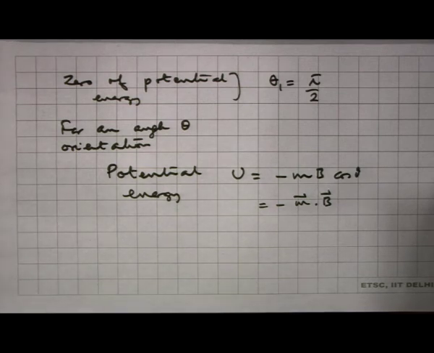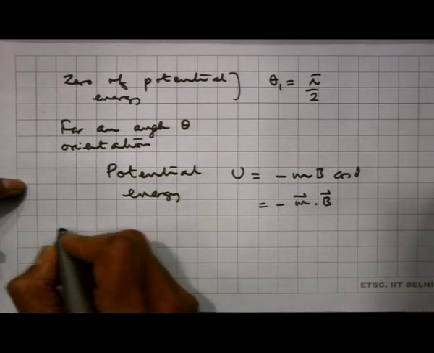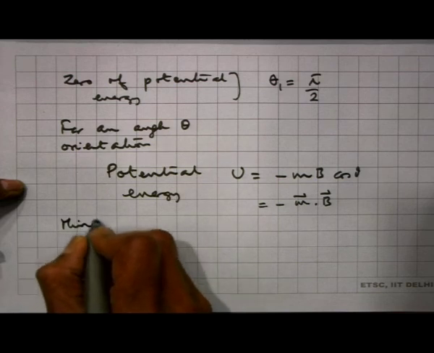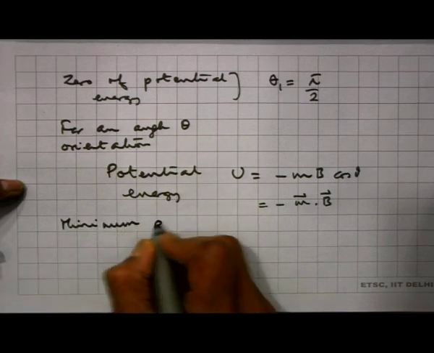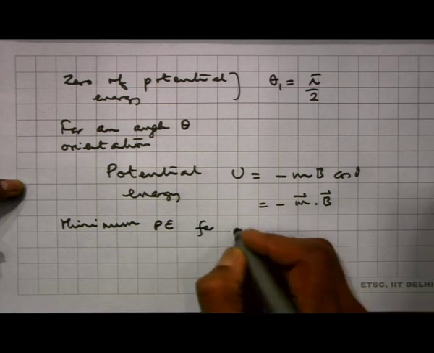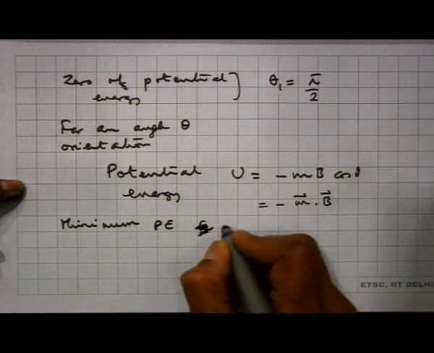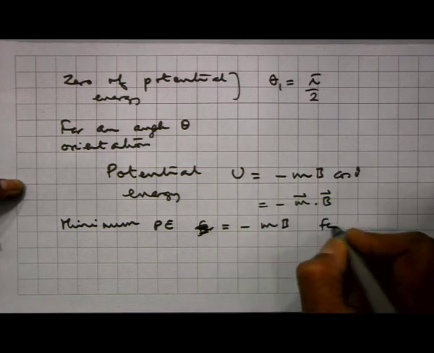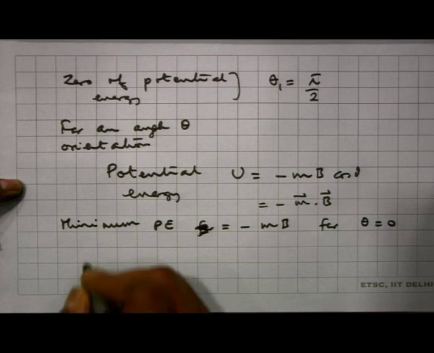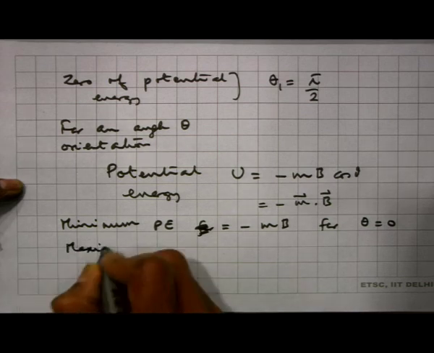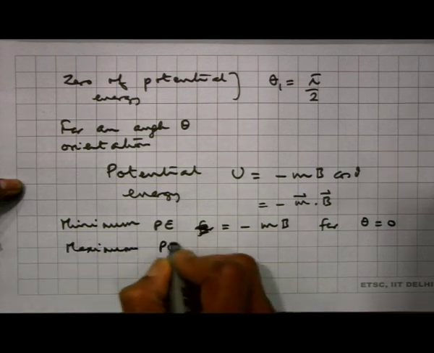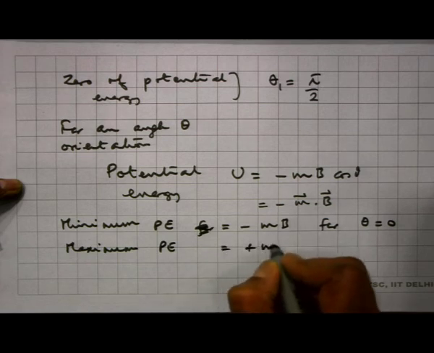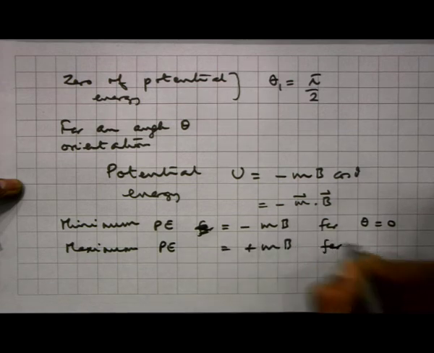which is equal to minus m dot B. So, that is the potential energy of the dipole, minus m dot B, and so the minimum potential energy, which is equal to minus m B, is for theta equal to 0, and the maximum, which is equal to plus m B, is for theta equal to pi.